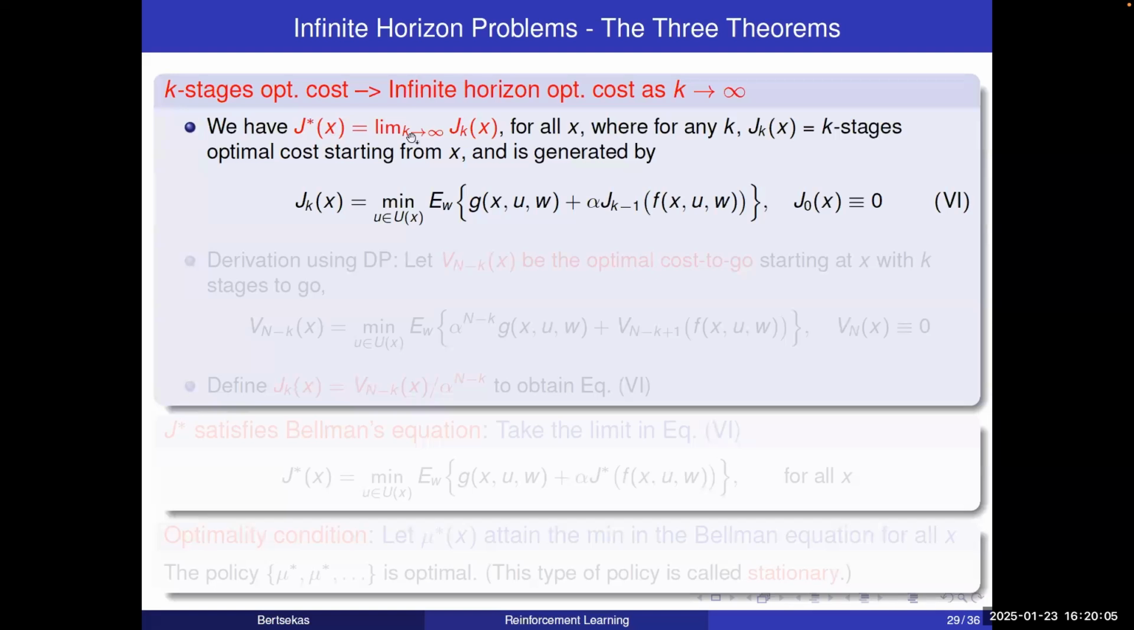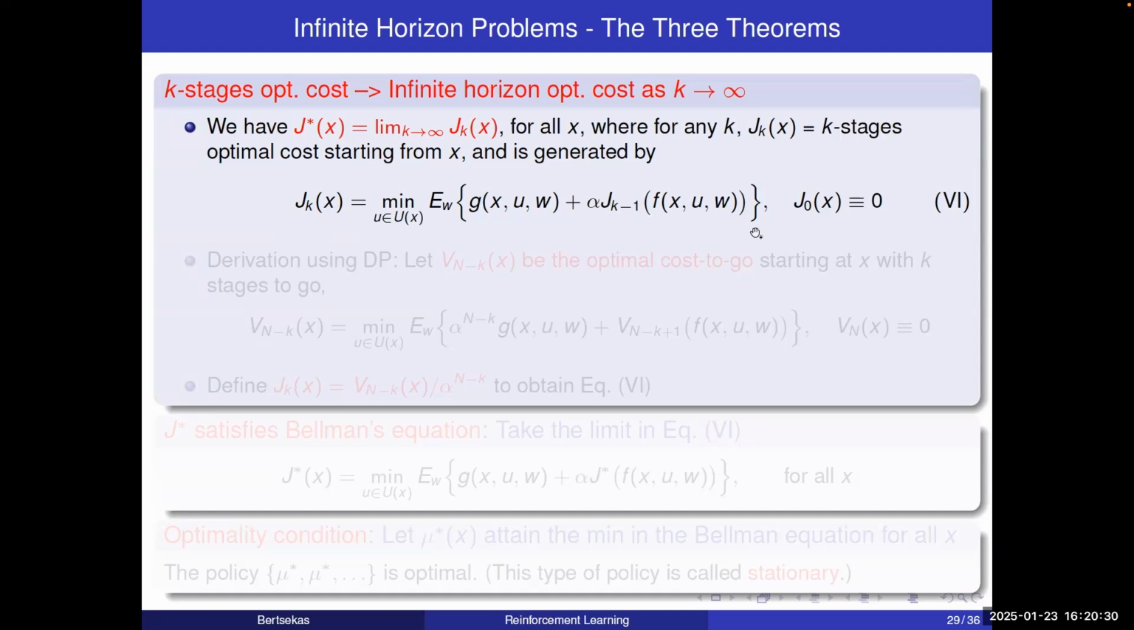By the principle of optimality, the optimal solution of k stages can be used to compute the optimal cost of k plus 1 stages, right? How can we do that? We simply plug in this dynamic programming formulation, because for the k stage problem, the optimal cost is the tail subproblem in the k plus 1 stage problem.